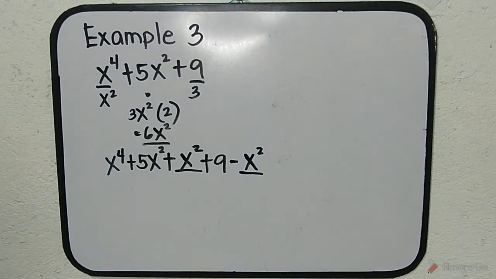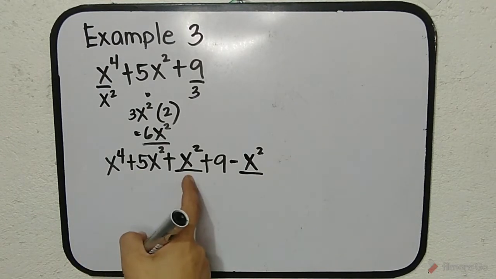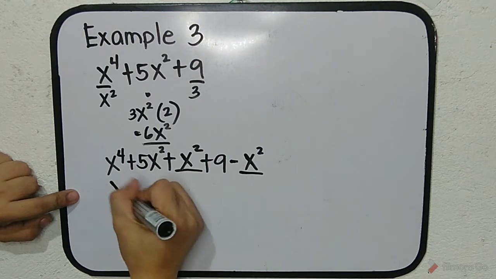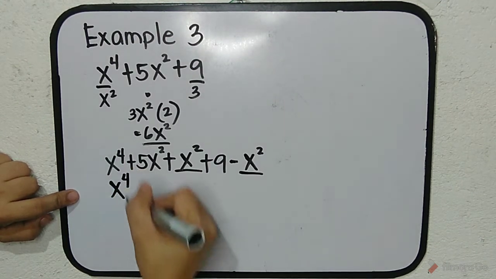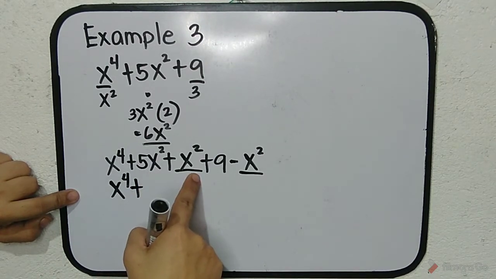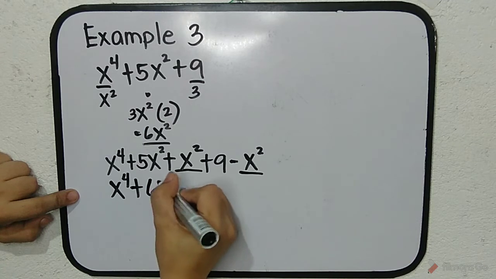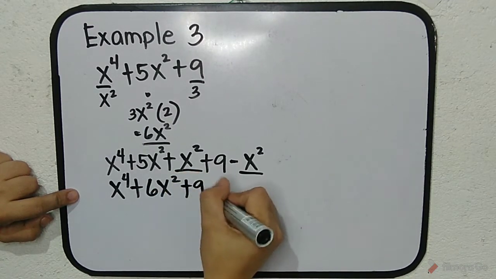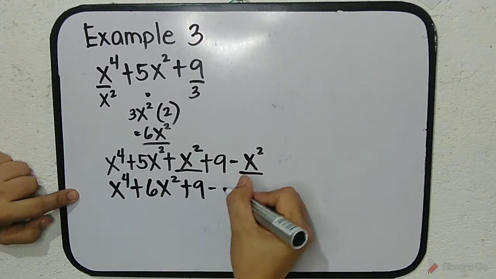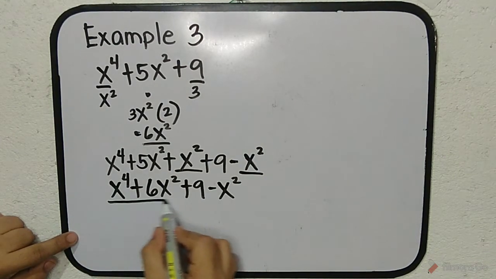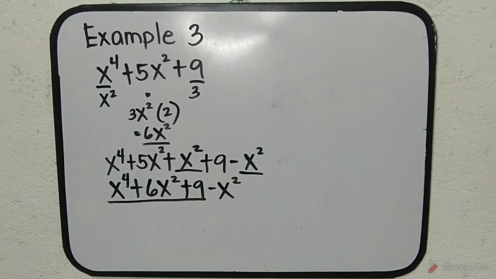So, let's proceed. As you can see, meron tayong like terms. 5x squared and x squared. X to the fourth plus 5x squared plus x squared ay 6x squared. Just copy 9 and copy negative x squared or minus x squared. Tingnan ulit ang ating first three terms. So, ito ay perfect square trinomial.